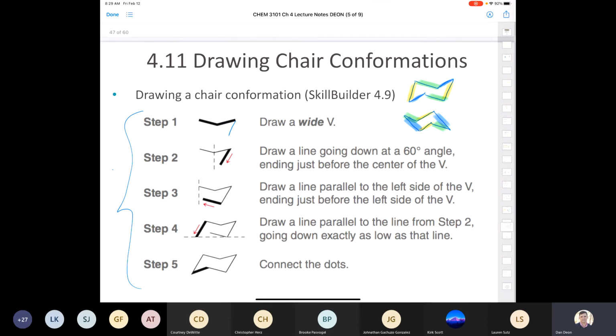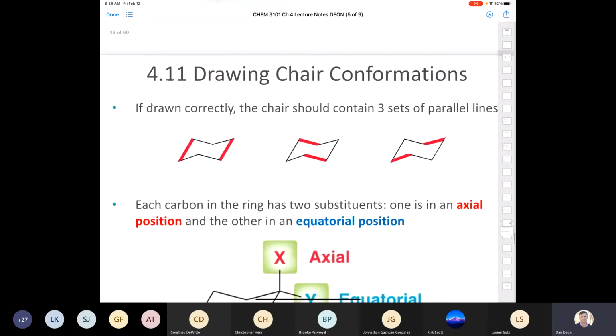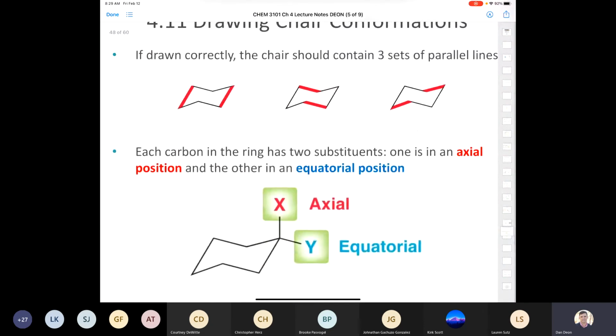Again, I've discussed this with Dr. Anderson, and he teaches organic chemistry too. I say, what do you do? He says, I don't know, whatever the students want. It's a good idea to practice drawing a chair. Again, if you draw it correctly, it should have 3 sets of parallel lines.